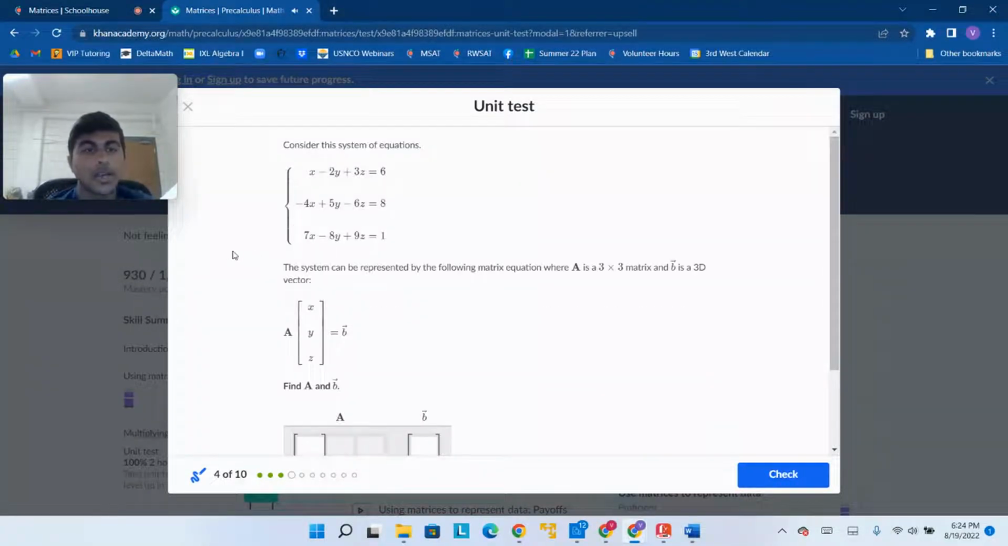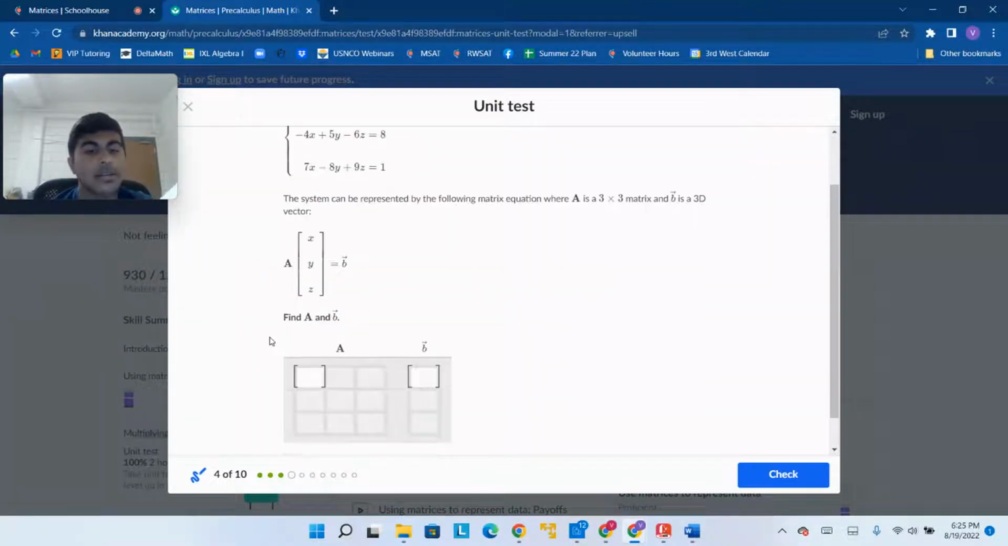Instead of the systems of equations, the system can be represented by the following matrix equation, where A is a 3 by 3 matrix and B is a 3D vector. Okay. In this scenario, it might help to have a little bit of context on what this A times this vector or matrix is. So when you're multiplying two matrices, you use the dot product. The usual way we do it is the dot product.